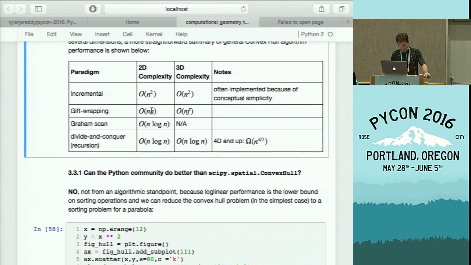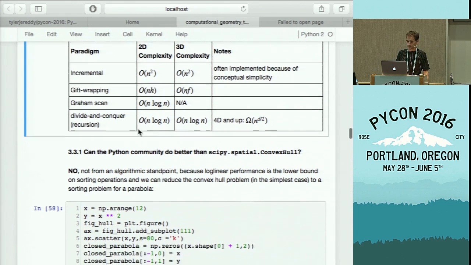The h and the f parameters in the function here actually mean that it's output sensitive. So h is the number of hull points. If you have a larger or smaller number of hull points in your result, that affects how long it takes the code to run. So not just the size of your input data, but its properties can affect how long it takes that algorithm to run. That's kind of interesting.